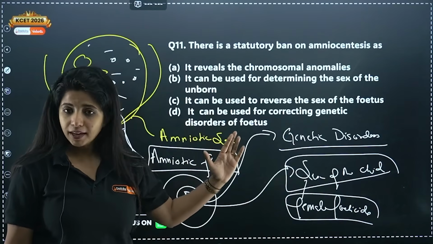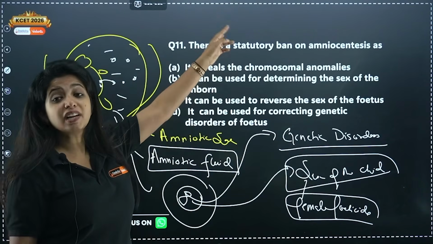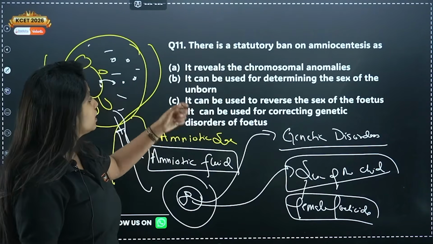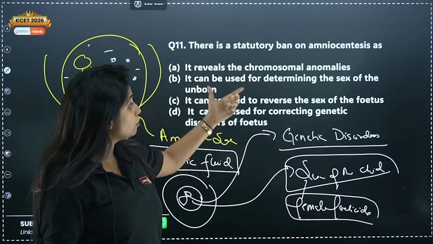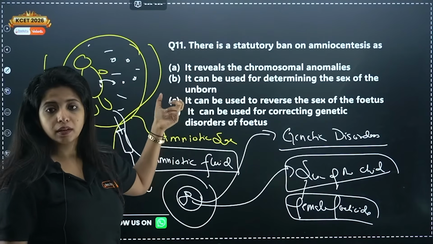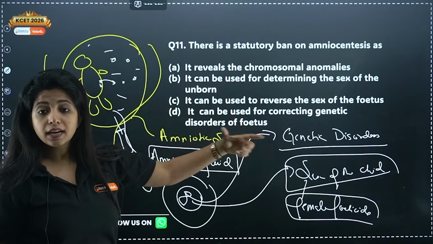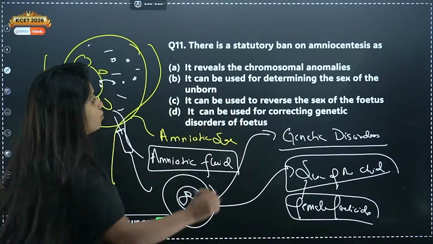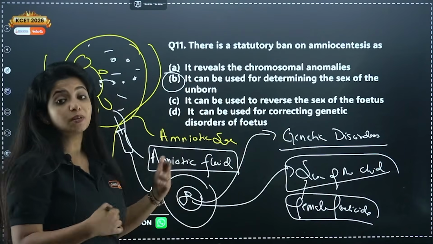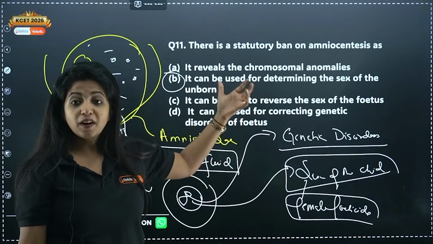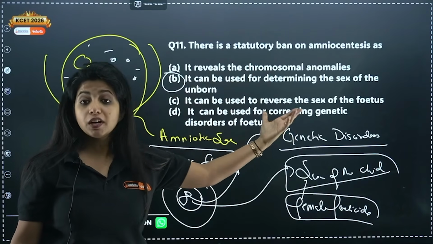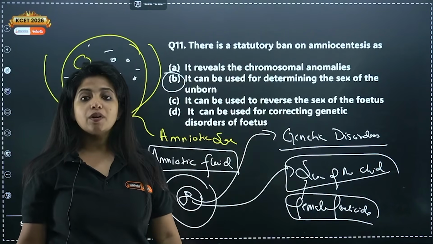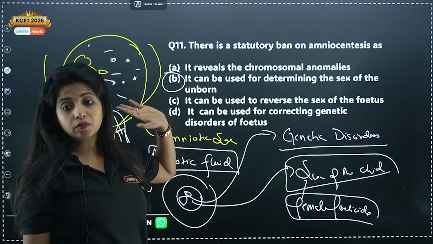Okay, so there's a statutory ban on amniocentesis. Why? Because of the sole reason that it reveals the chromosomal anomalies. No, that's a good thing. But it can be used for determining the sex of the unborn. It can be used to reverse the sex of the fetus. It can be used for correcting the genetic disorders. No. The real reason why there is a ban is this. Why is amniocentesis used? To find the genetic disorders. If at all we can do something about it, we can do something about it. You get it? So that was the real reason. But the ban is because of the same.